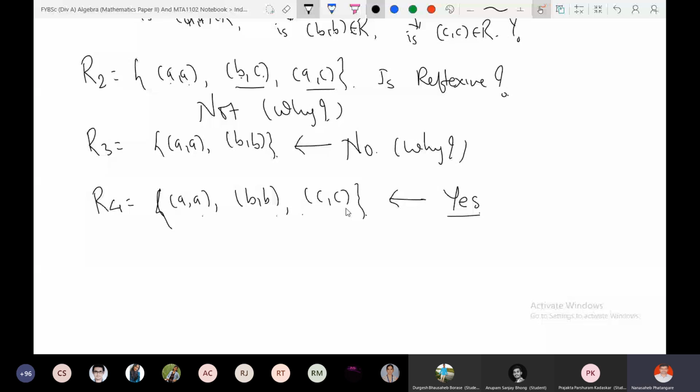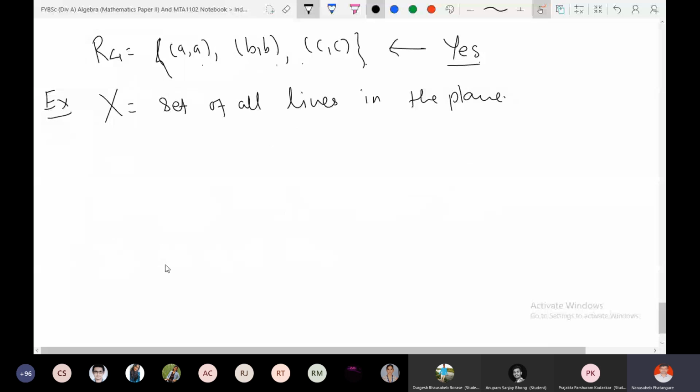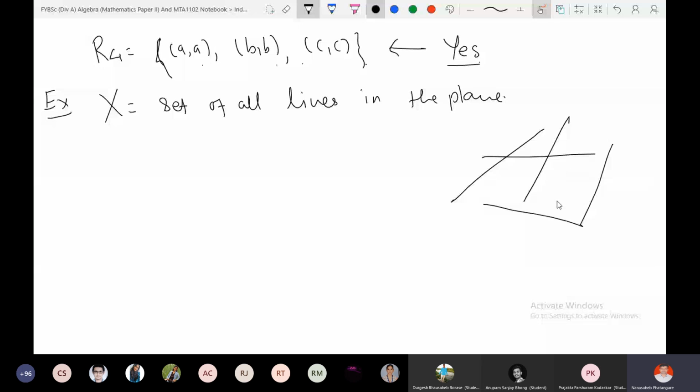Let me make one more example. Let X be the set of all lines in the plane. So what is my set now? All lines. This is one line, this is another line, this is another line. Whatever possible lines you have in the plane, all lines are my objects, right?